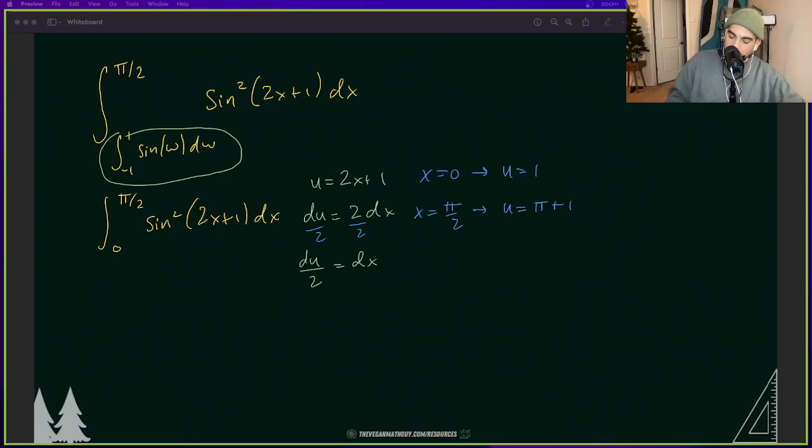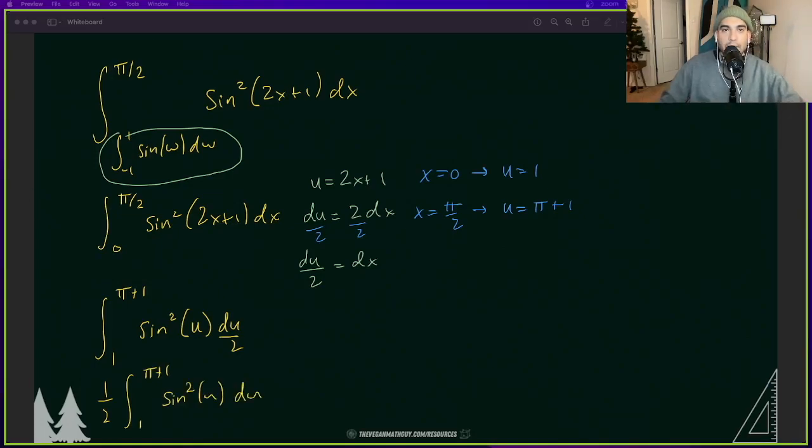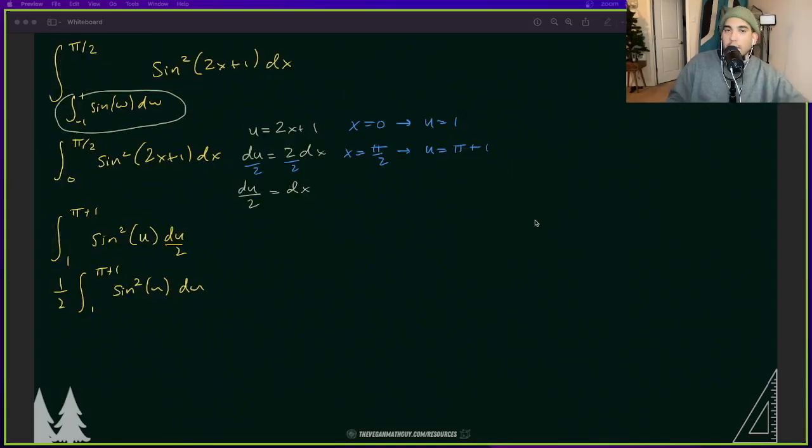And so now I have this integral, 1 to pi plus 1 of sine squared u du over 2. Let's rewrite this. I'm going to put the 1/2 on the outside. And it looks like I need to make some space on the blackboard. In order for us to integrate this, we have to remember that sine squared u is equal to 1 minus cosine of 2u over 2. That's one of the row reduction identities.